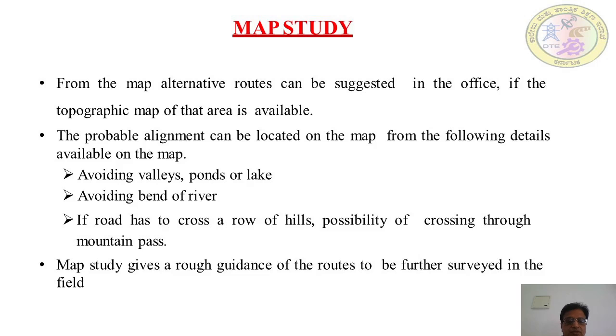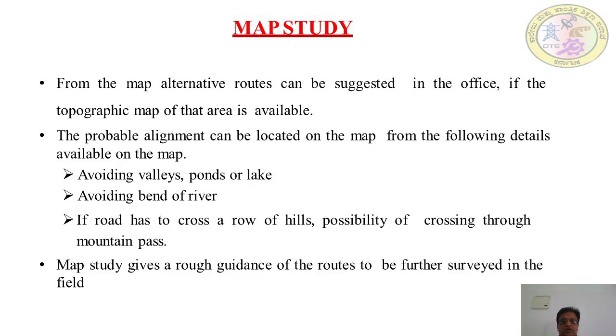First one, the map study. The topographical maps are available from Survey of India. We need to collect that topographical map and study the few parameters that are there on it so that we can avoid the valleys, ponds and also the lake. That means whenever we are taking the alignment, it should not cross a valley, pond or a lake. Why? For the simple reason, we need to construct structures. If we take the alignment over the valley, pond or a lake, we need to construct cross drainage work, that is a major bridge or a minor bridge. In that case, the cost of construction of the highway will be more. So in order to avoid that, at the initial stage itself, we need to avoid valley, pond or lake.